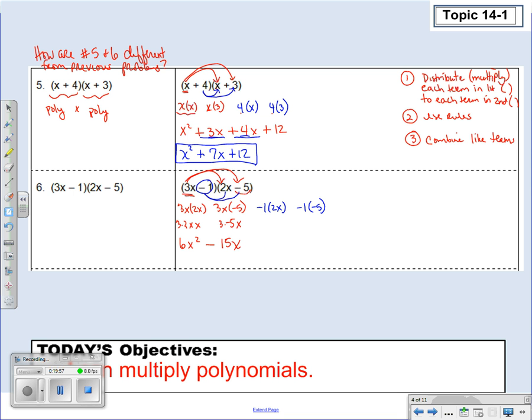Using our rules, our numbers are already together. Negative 1 times 2 gives us a negative 2, and then the x comes after. And then last, negative 1 times the negative 5, we multiply that out. That's a positive 5.